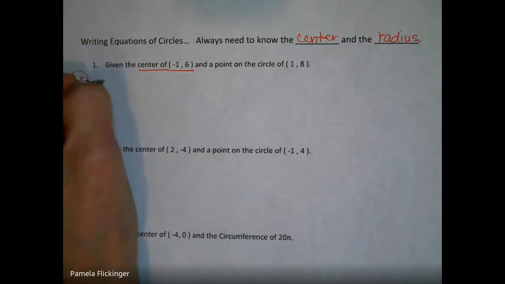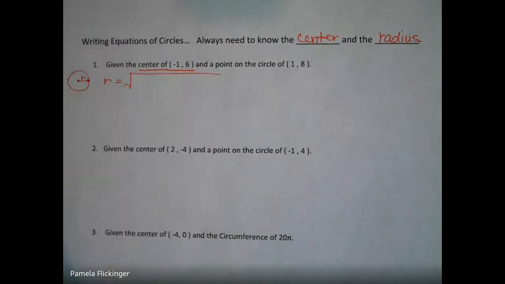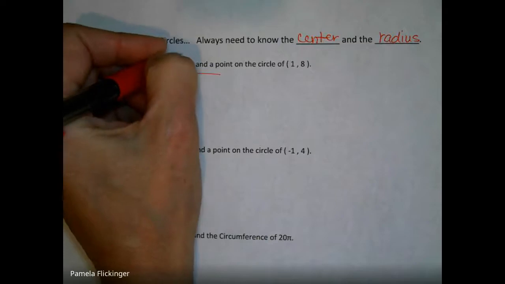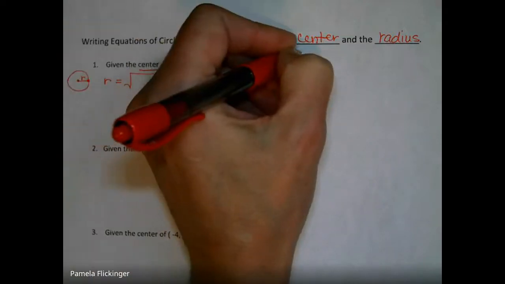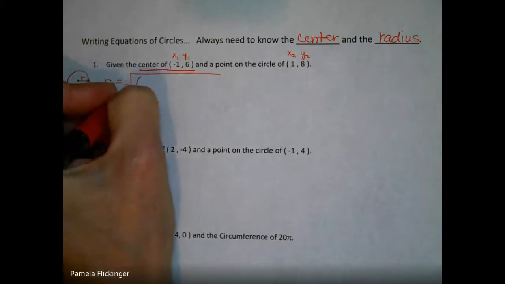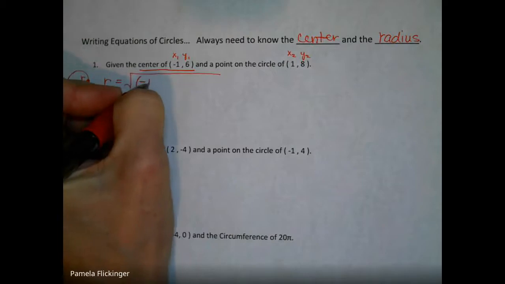All right, so to get r, we're going to use the distance formula. One of these points will act as x1, y1, the other as x2, y2. Doesn't matter which one's which. So we've got the big square root, and then underneath we've got, I'm going to do -1 minus 1.